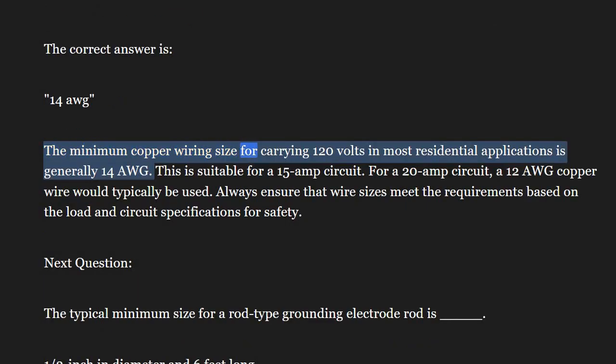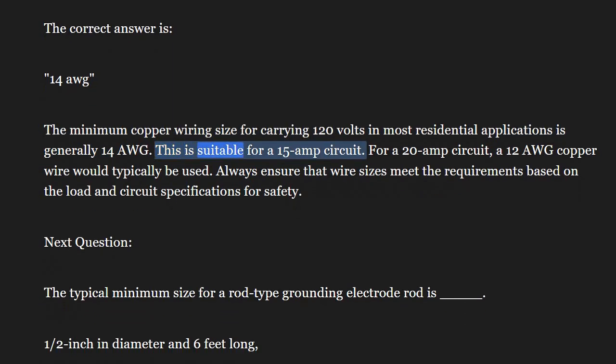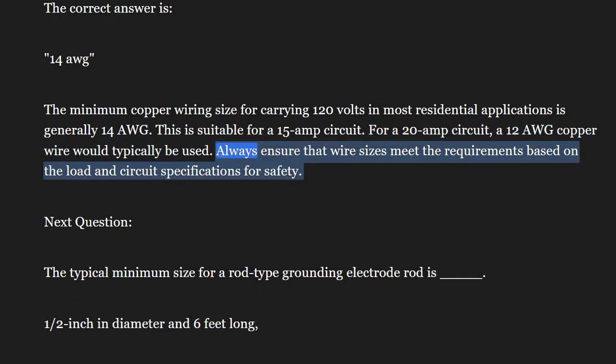The minimum copper wiring size for carrying 120 volts in most residential applications is generally 14 AWG. This is suitable for a 15 amp circuit. For a 20 amp circuit, a 12 AWG copper wire would typically be used. Always ensure that wire sizes meet the requirements based on the load and circuit specifications for safety.